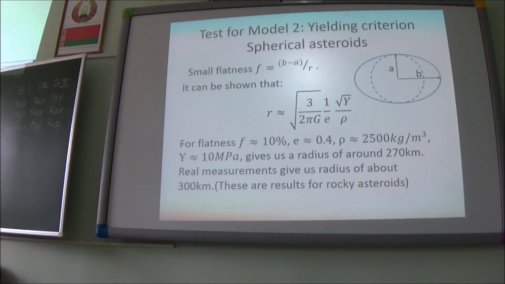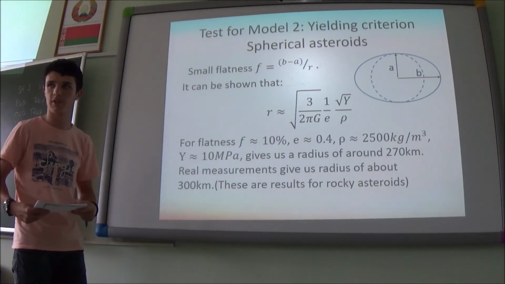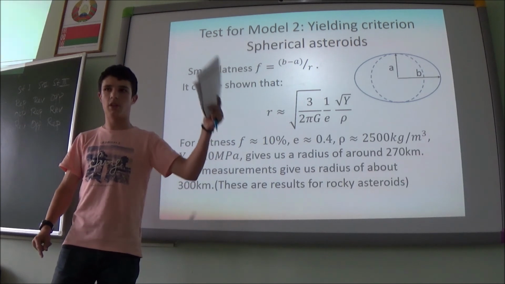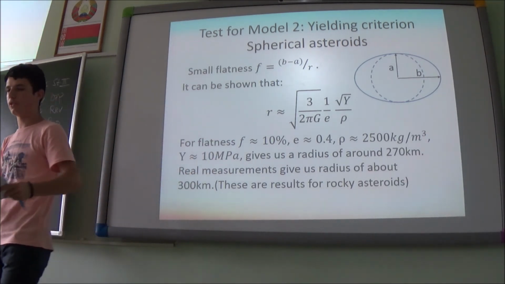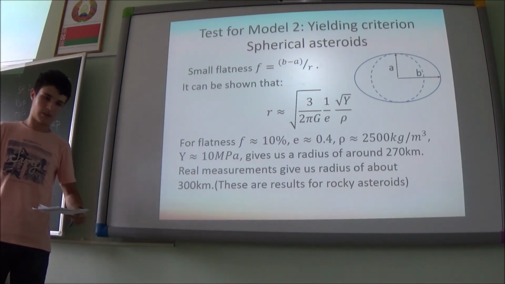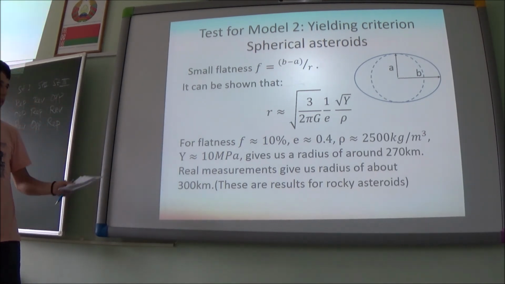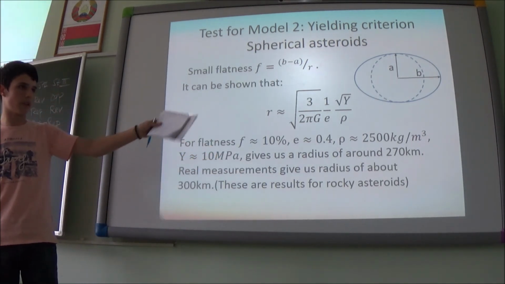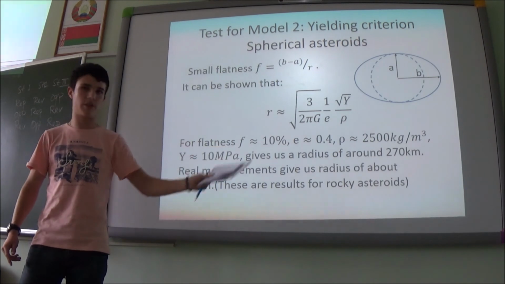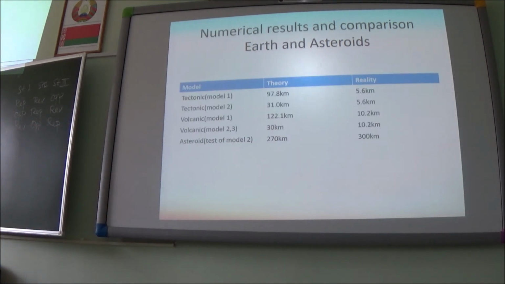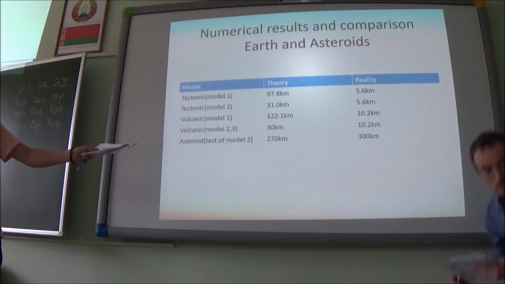So we have a test for model 2 which is statistically more significant, and this is when we check what is the critical size of asteroids when the flatness of the asteroids is no bigger than 10%. When we apply the numbers we get in fact 270 kilometers, which is very near to the real number of 300 kilometers that is measured. So this is the numerical estimates. We can see the data there.